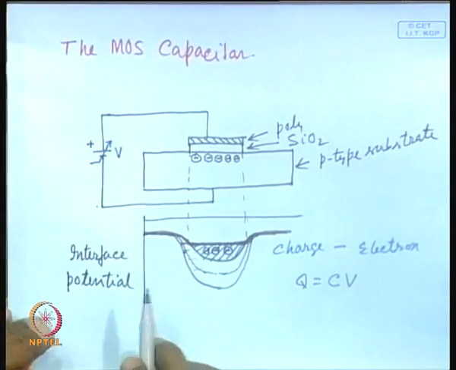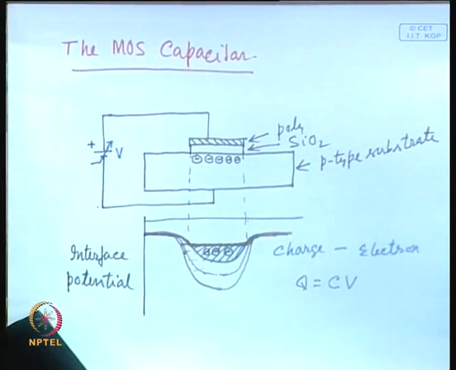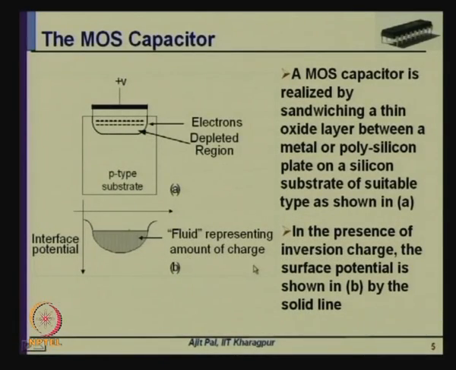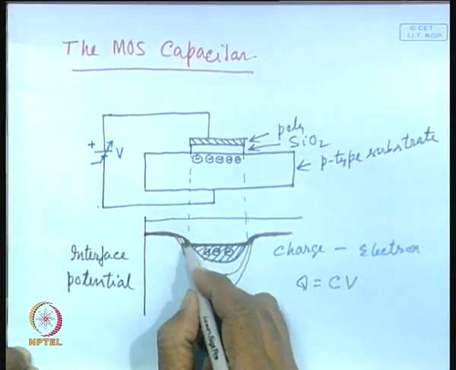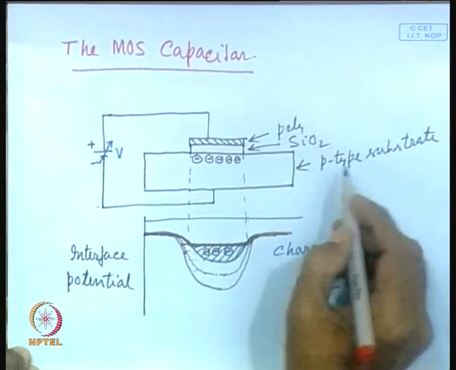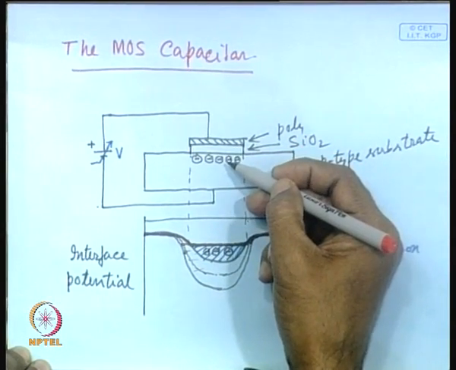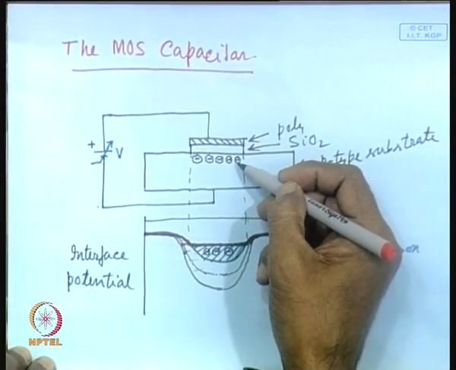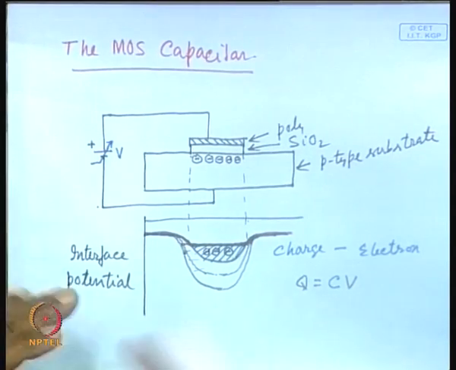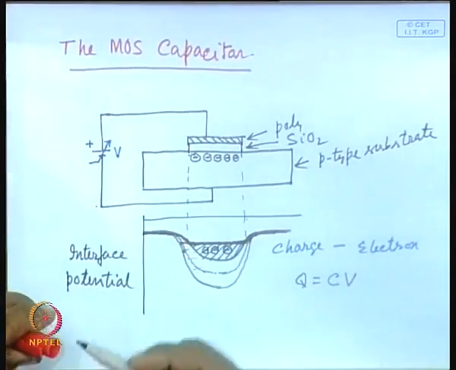So, this is how we can explain the operation of a MOS capacitor, and as it is mentioned here, the fluid represents the amount of charge, and in the presence of inversion charge, the surface potential is shown in B. So, this is the line, which I have shown in this diagram. This is the inversion charge. Originally, as I mentioned, this was a p-type substrate, there were holes present here, but the voltage applied to the other side of the plate has induced electrons, which are known as inversion charge. So, this is how the operation of a MOS capacitor can be explained with the help of the fluid model.